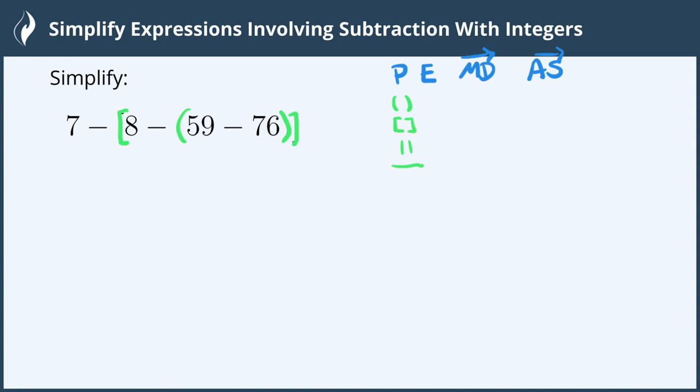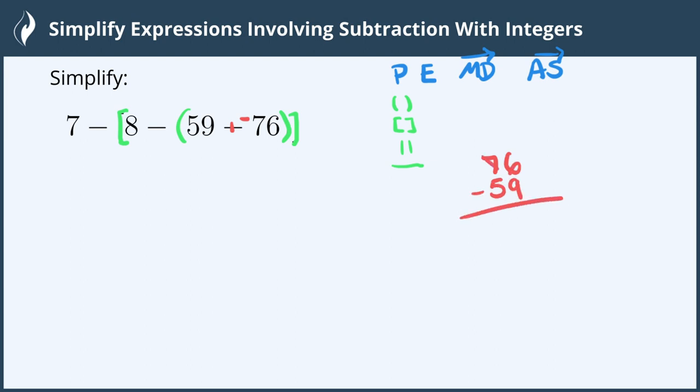So here we have to do 59 minus 76 very first. But before we do that, I would like to add the opposite. This helps me to see that I have one positive and one negative. The 59 is positive and the 76 is negative. That means that I subtract and keep the sign of the larger. So we will do 76 subtract 59.